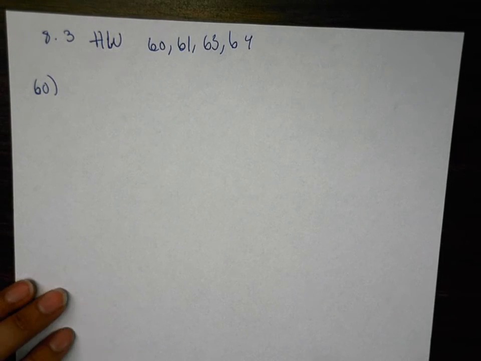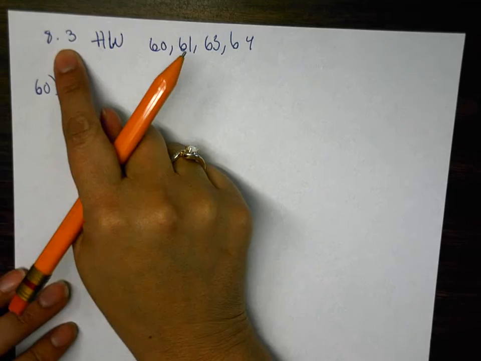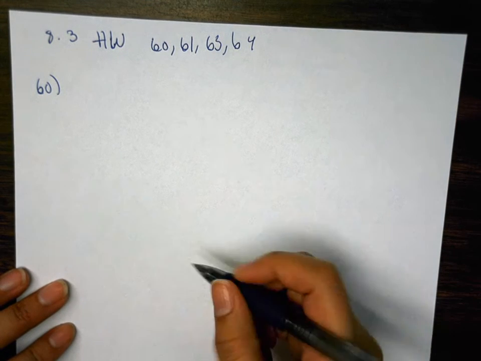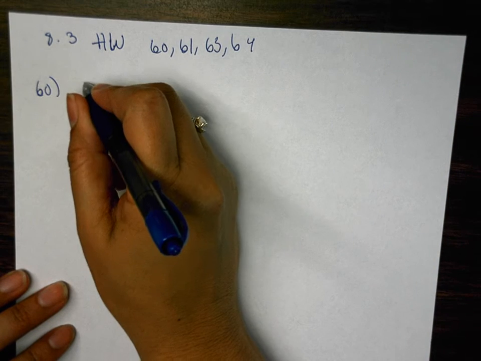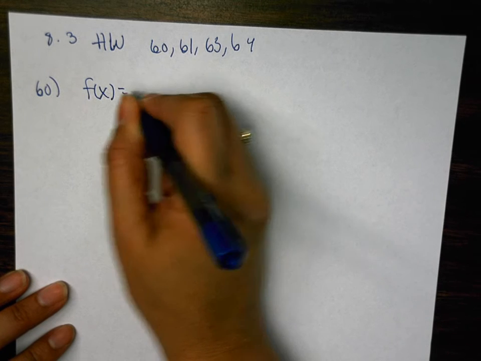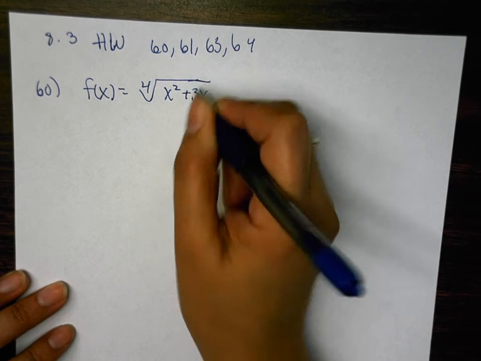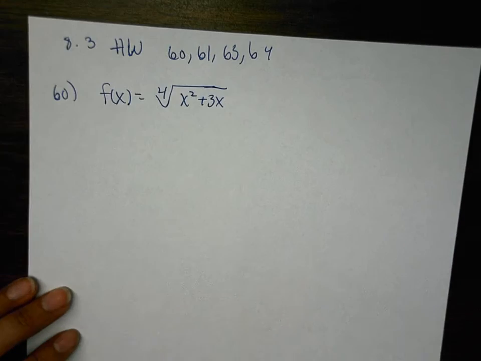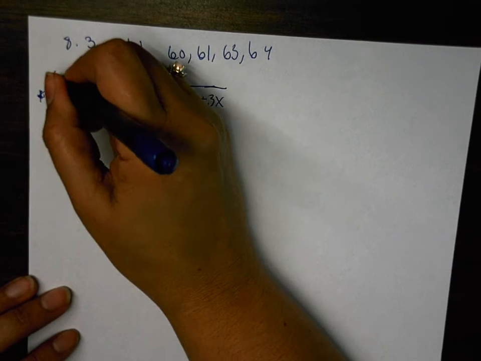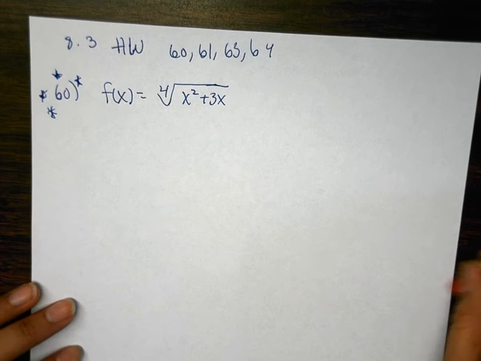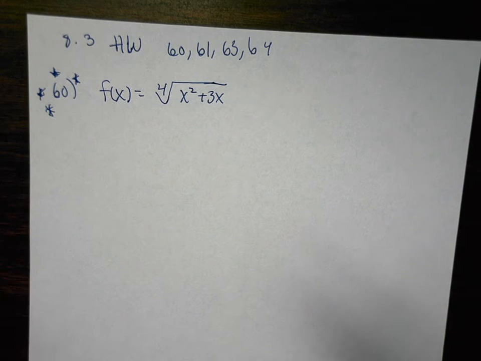Okay, this is advanced math homework questions from lesson 8.3, and these are the 4 problems I'm going over, starting with number 60, which is f of x equals the 4th root of x squared plus 3x. All right, I'm going to tell you right now that this is one of the most missed on the test. And it's because people just flat out forget this, what's going on here and how to treat it a little different than other problems. Is everyone ready?